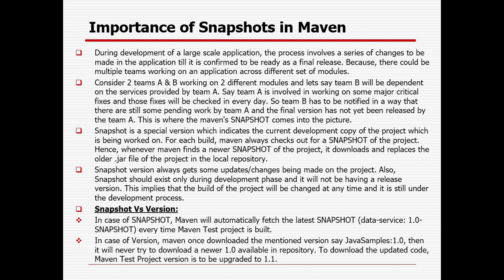Say team A is working on some major critical fixes, and those fixes will be checked in every day. So team B has to be notified that there is some pending work by team A and the final version has not yet been released by team A. Right? This is where the Maven snapshot comes into the picture. A snapshot is a special version which indicates the current deployment copy of the project which is being worked on. For each build, Maven always checks for a snapshot of the project. Hence, whenever Maven finds a newer snapshot of the project, it will download and replace the older jar file of the project in the local repository.